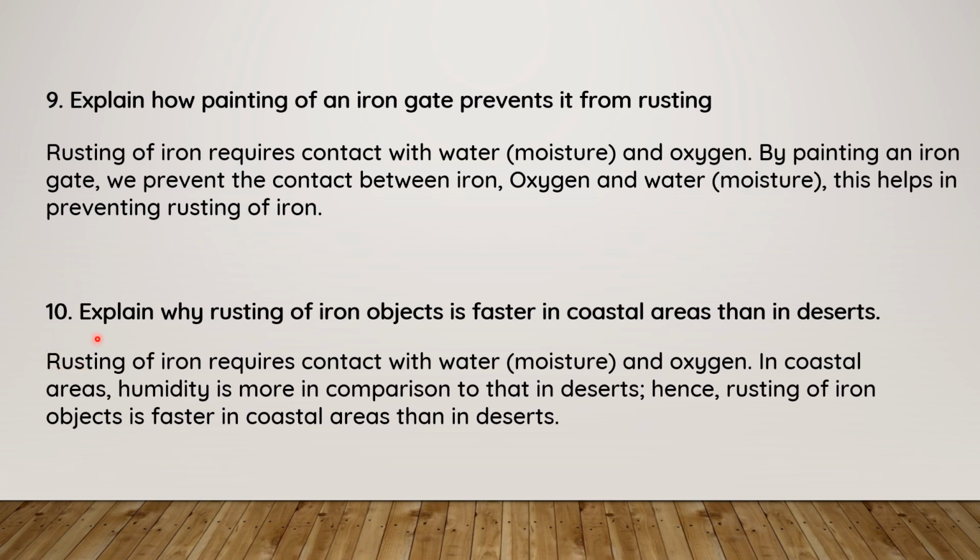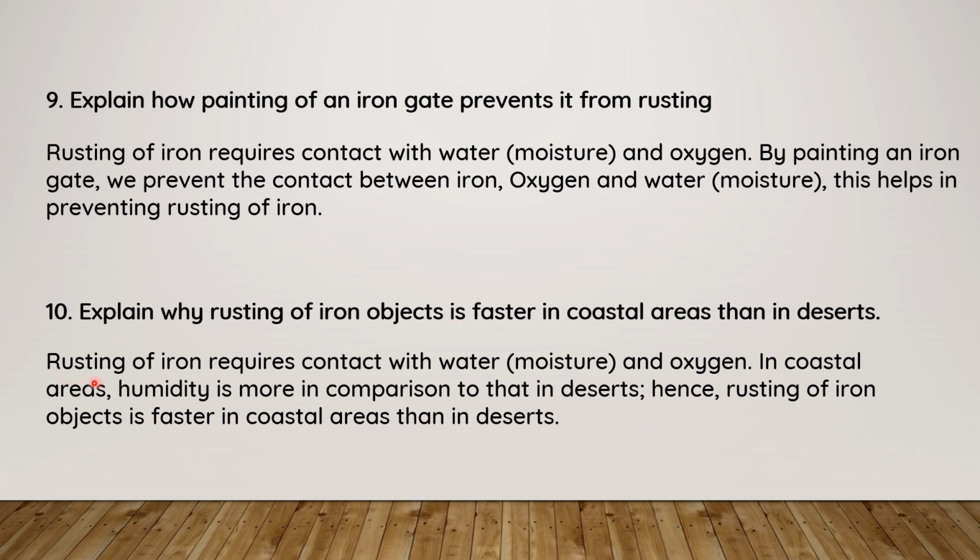Then 10th one, explain why rusting of iron objects is faster in coastal areas than in deserts. You know that a desert is a hot area, there is no moisture. But coastal areas are near to the sea. So coastal areas are very humid, every time the atmosphere is full of water or moisture. So that is why rusting is faster in coastal areas.